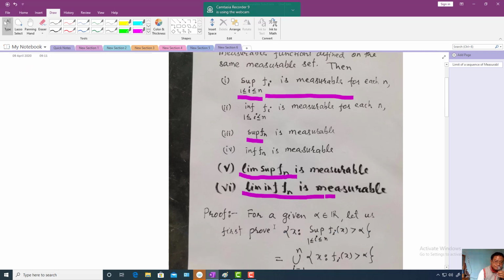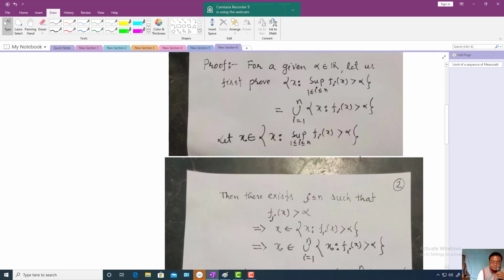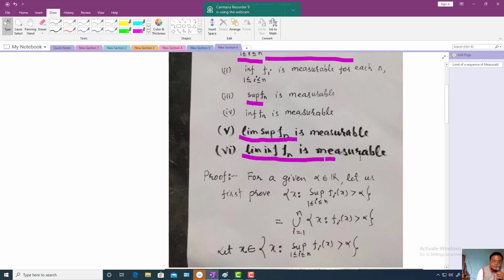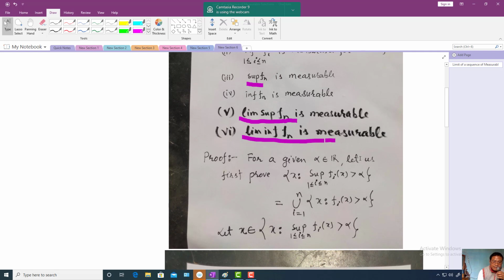Okay, first let us prove number one. For a given real number alpha, let us first prove the equality of these two sets. This is a set of x. What is this set? The set of x such that the supremum of fi(x), i running from 1 to n, is strictly greater than alpha. This set is equal to the union of this set. What is this set? The set of x such that fi(x) is greater than alpha. So now let us establish the equality of these two sets.